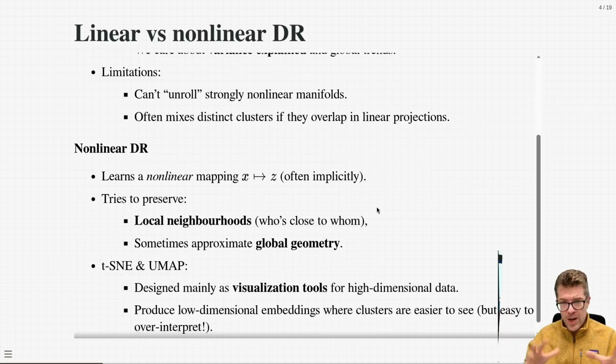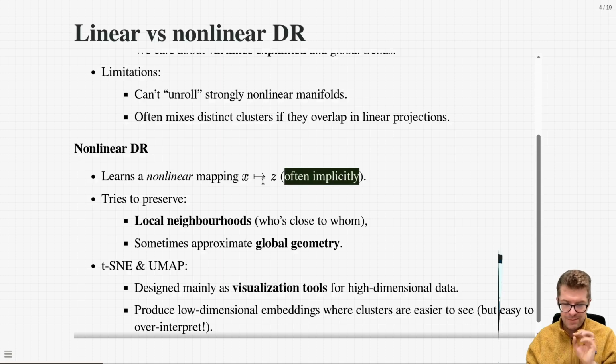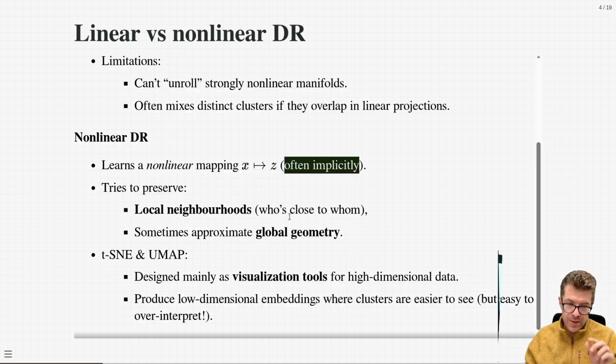Nonlinear mapping will open up all kinds of new possibilities. We still want a mapping of x onto z. We still want a lower dimensional z, like 2 dimensions. Often this is implicit, like we don't have to actually learn the mapping explicitly. We're going to try to preserve local neighborhoods. The data points close to each other should stay close together, and also usually approximate global geometry.